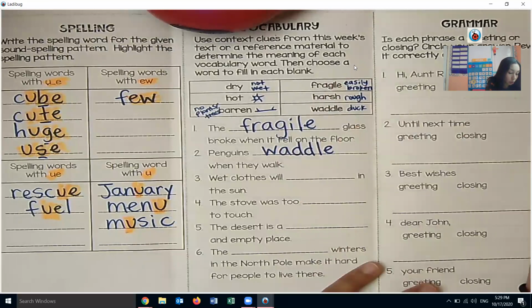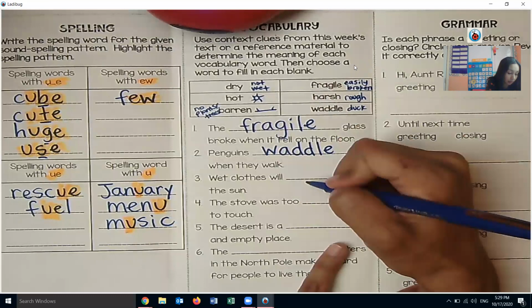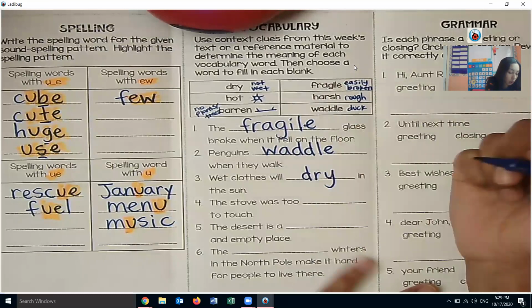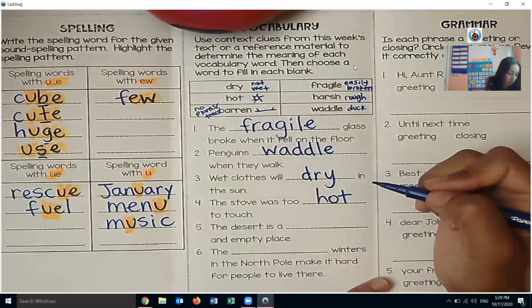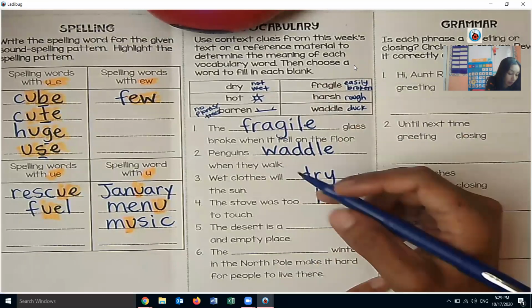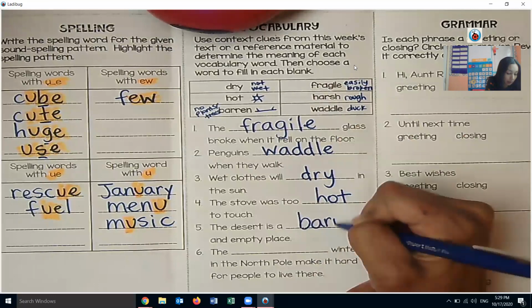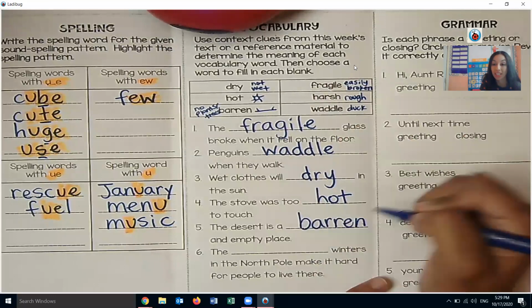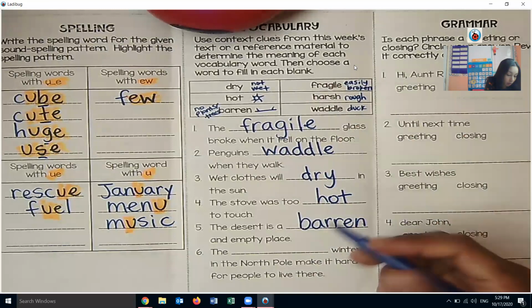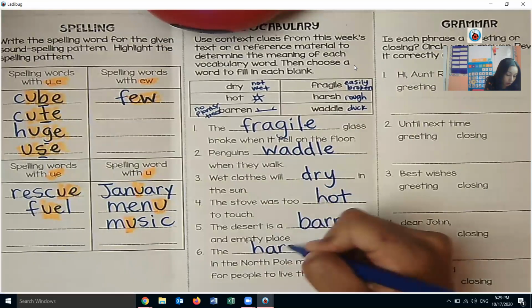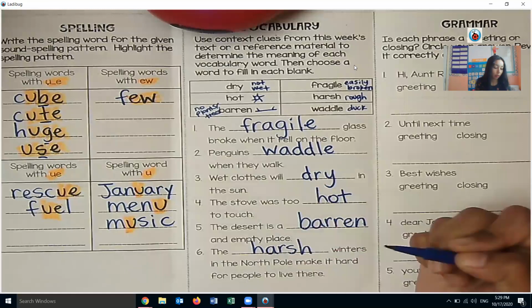Wet clothes will dry in the sun. The stove was too hot to touch. The desert is a barren and empty place. So in the desert, there's not very many trees or plants. The harsh, the rough winters in the North Pole make it hard for people to live there.